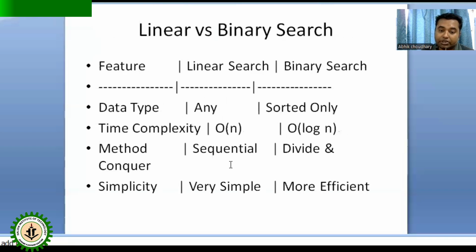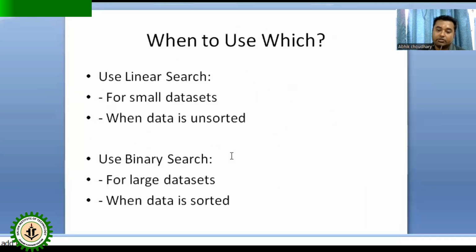So in this video, we are comparing linear search and binary search. In linear search, we can use both sorted and unsorted data. But in binary search, we only work with sorted data. In time complexity, linear search is big O of n, and binary search is log of n. The method used is sequential in linear search, and divide and conquer in binary search. Very simple, and this is very efficient.